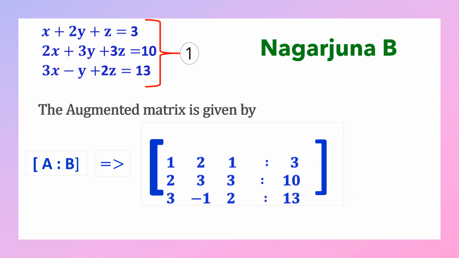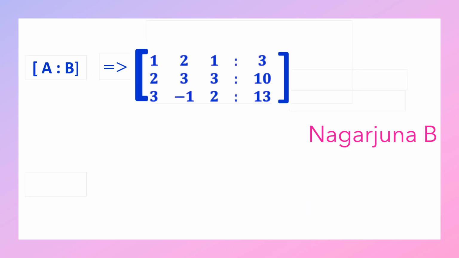So we can write the augmented matrix as 1 2 1 colon 3, 2 3 3 colon 10, 3 minus 1 2 colon 13. So before the colon are the coefficients of the equations, and after the colon are nothing but the constants of the given equations. So it is the augmented matrix.